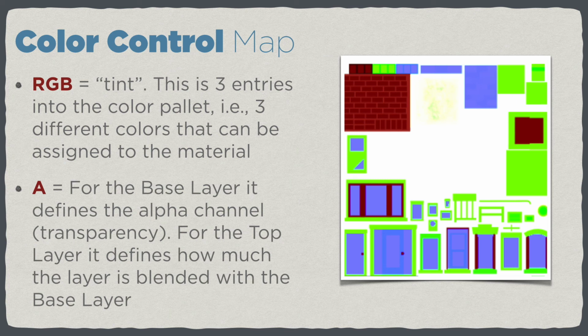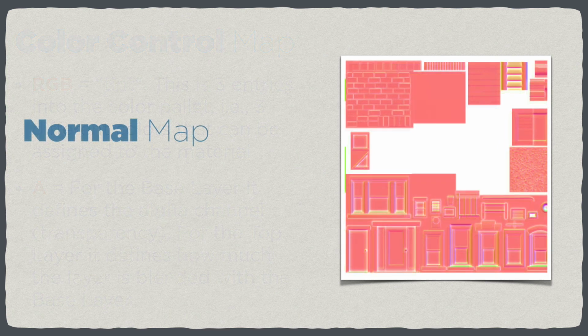For the base layer, it would define the alpha channel or transparency of the base layer, and for the top layer it would define how much the layer is blended in with the base layer. The second image of our SimCity material set is the normal map. Now, like the color control map, the normal map uses up the red, green, and blue channels of its image. A normal map is used to define the bumpiness of a material and its reflection angles.